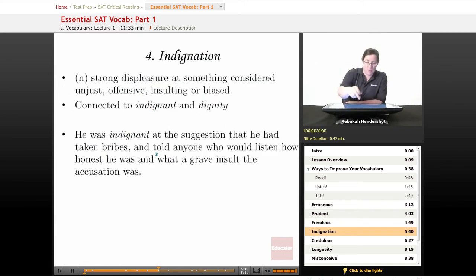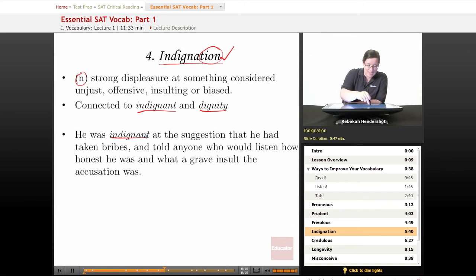All right, our fourth word is indignation. It is a noun, our first noun of this lesson. You can tell by the tion ending. A strong displeasure at something considered unjust, offensive, insulting, or biased. It is connected to indignant, which of course is the adjective form, and dignity. If you are indignant about something, then your dignity has been offended, and you draw yourself up to your full height and you bluster at someone. I am indignant. Okay?